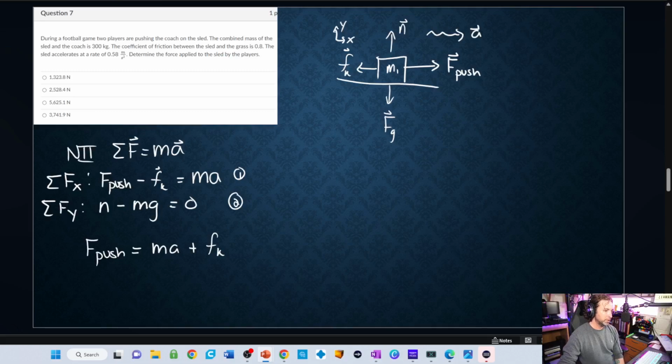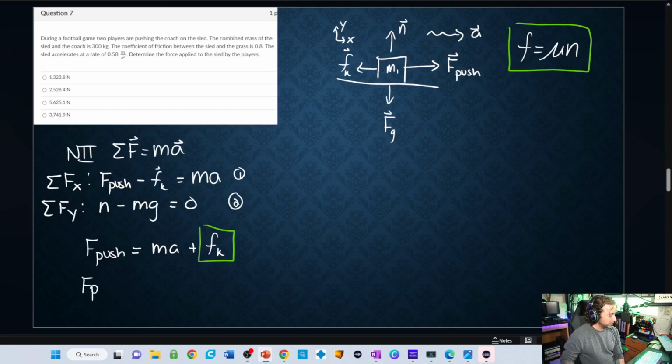Awesome. So we know the force of kinetic friction is equal to mu times N. I'll just keep the color coding here the same as we did in the last one. So that one is going to go right here. And we can write this as F push is equal to ma plus mu times N, where mu N is just my force of friction, the equation for force of friction.